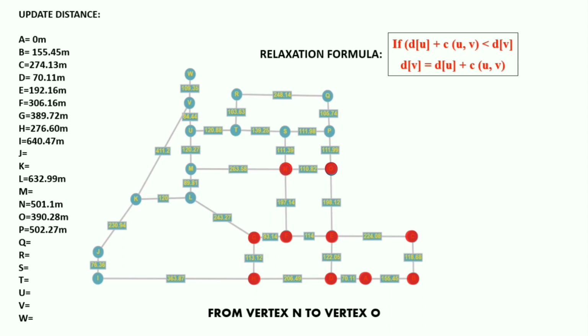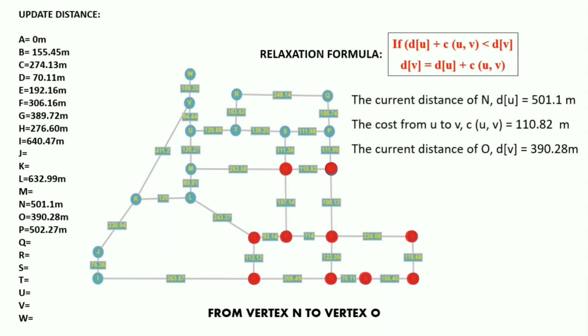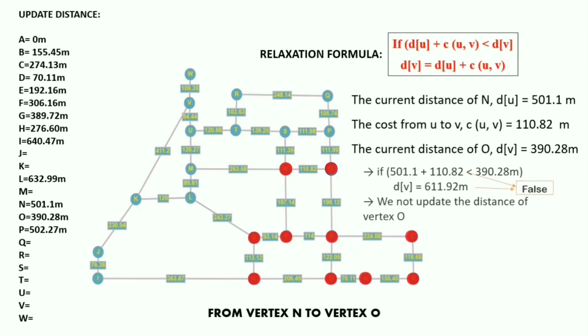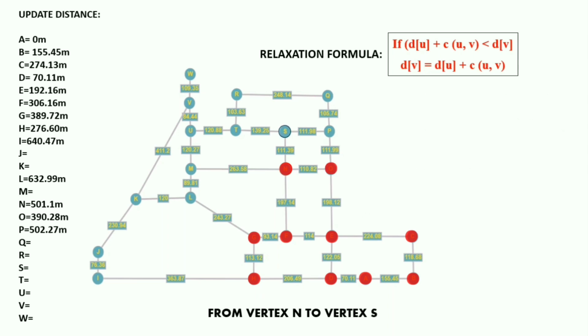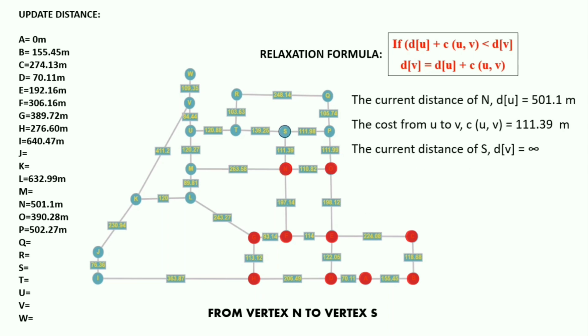The vertex connected to vertex N are vertex S, vertex M, and vertex O, but not vertex F, because we already visit vertex F. So we will perform relaxation to the connected vertex. We start from vertex N to vertex O. The current distance of N is 501.1 meter, while the cost from U to V is 110.82 meter, and the current distance of O is 390.28 meter. So this is the condition. It is false.